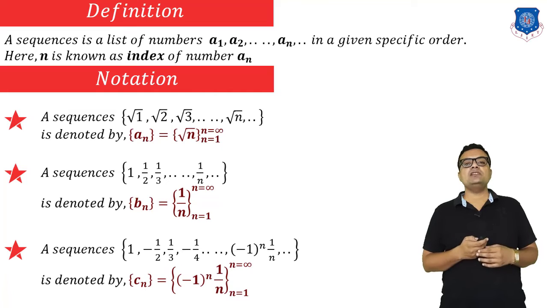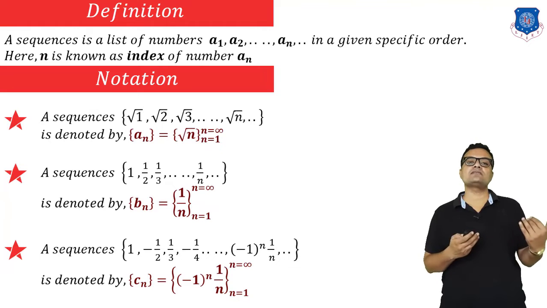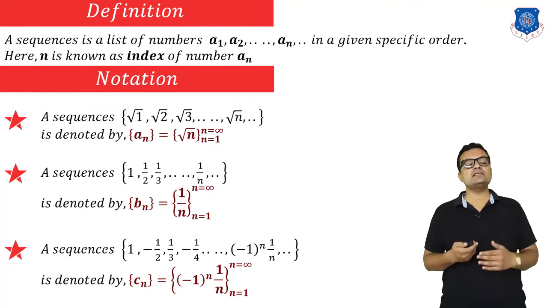Finally, a sequence can be in an alternating form also. So the first two sequences are sequences of positive numbers only, whereas the third sequence contains all possible numbers which come from the right hand side of the number line as well as from the left hand side. That means they are positive as well as negative.